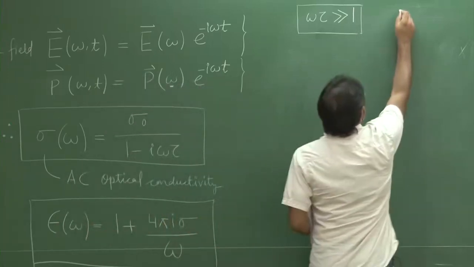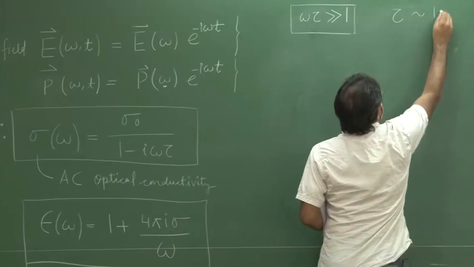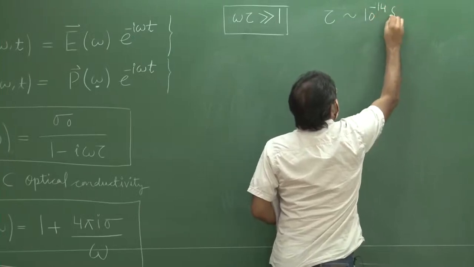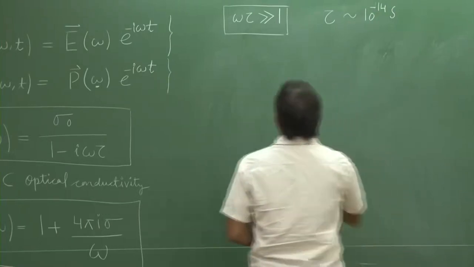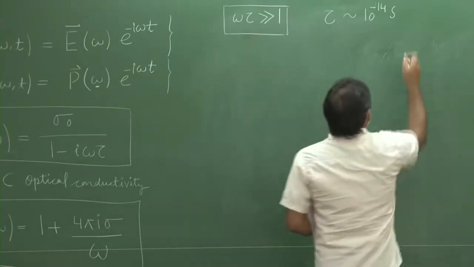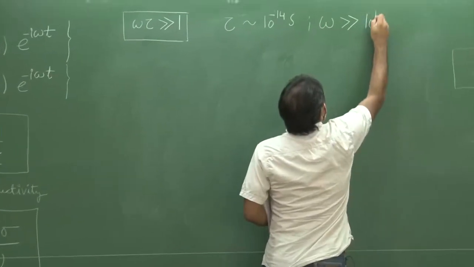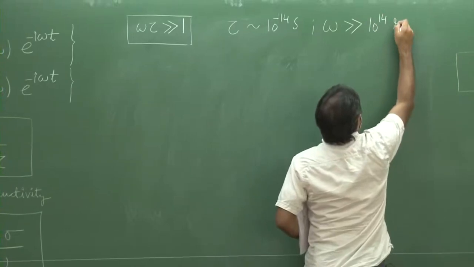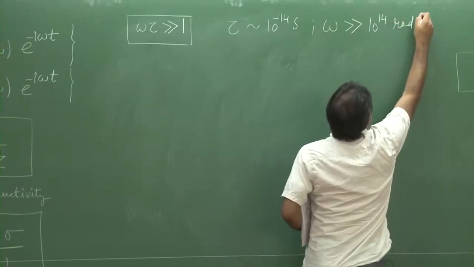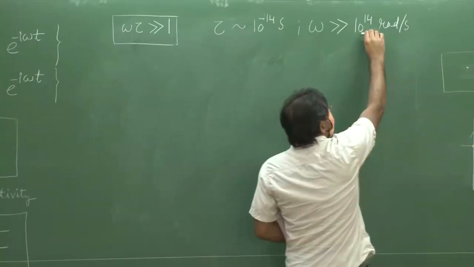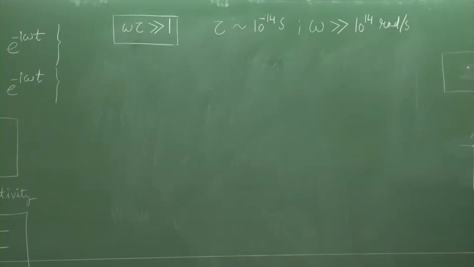Now, you know that tau is of the order of 10 to the power minus 14 seconds, right? You remember that? We derived it. Tau is the relaxation time. So that means, in other words, the situations that we are interested in are those where omega is larger than 10 to the power 14 hertz. In this case, it will be radians per second, but it's a factor of 2 pi, so I'm going to use them interchangeably. Why are we interested in this regime? Because for lower frequencies, we know the answer: the electric field is not going to penetrate. So we are more interested in the regime where the frequencies are high.